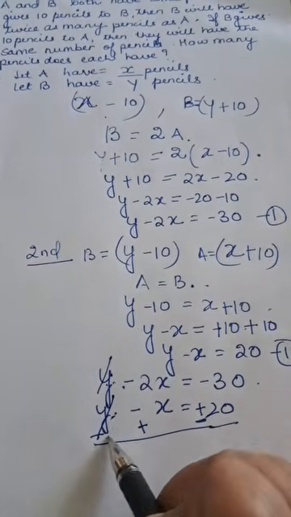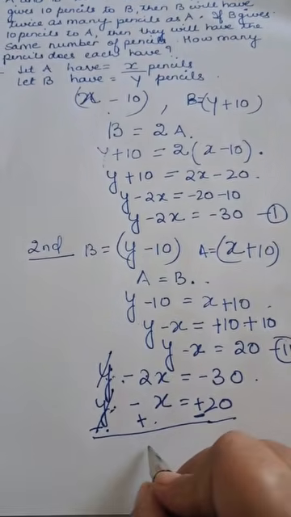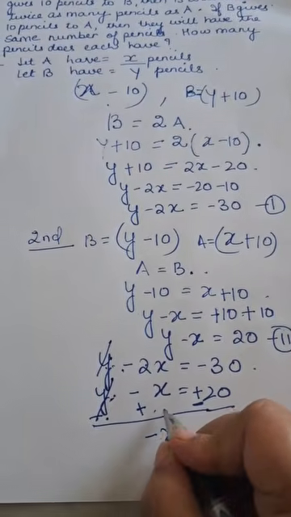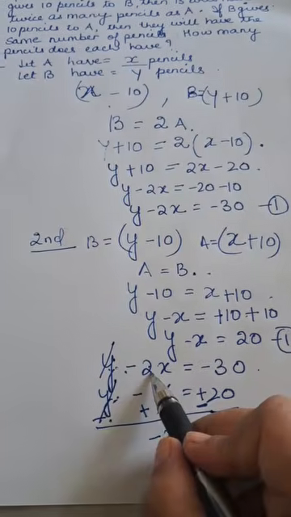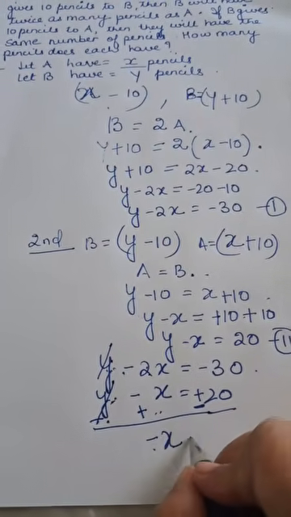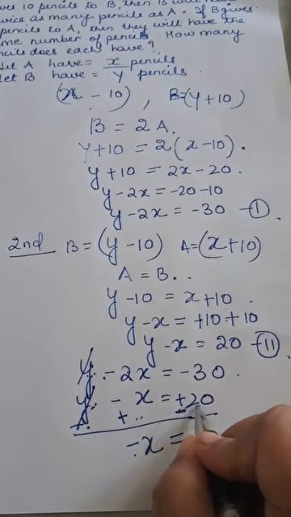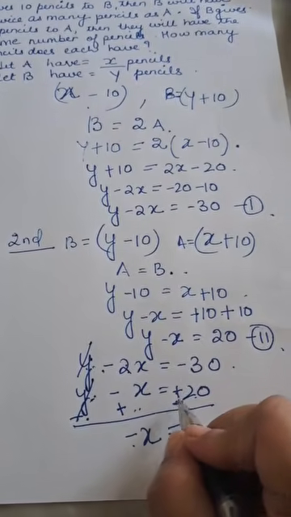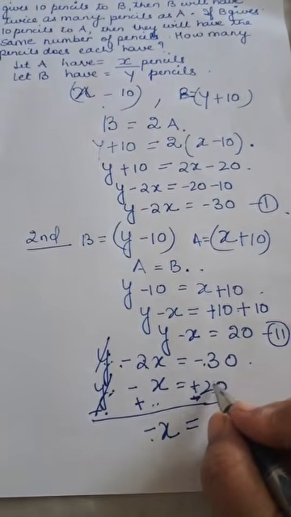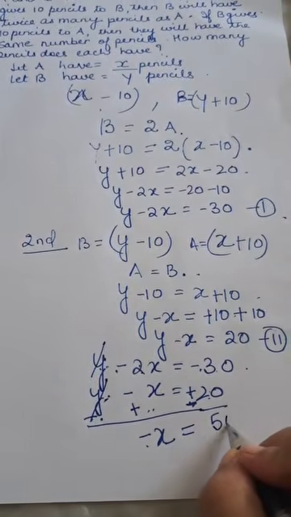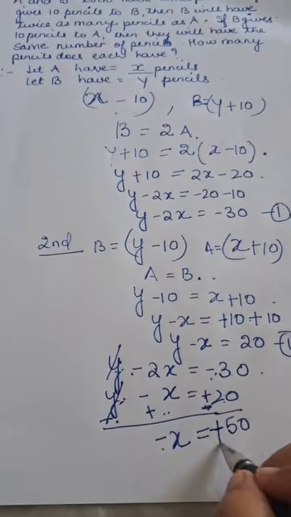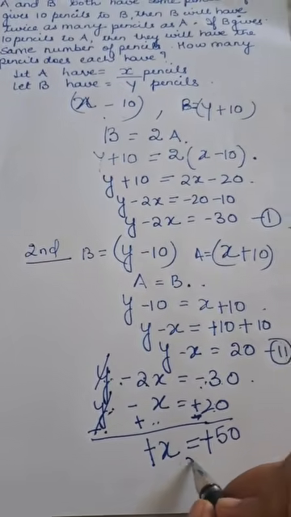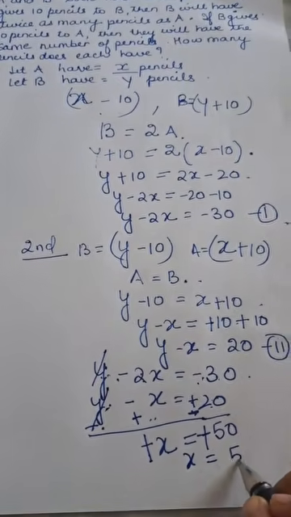Y minus y is 0. Minus 2x plus x becomes minus x, and x will have a minus sign because 2x is greater than x. In the same way, 20 is now not plus, it's minus. So minus 30 minus 20 is minus 50, with the minus sign because 30 is bigger. So we'll cancel the minus on both sides. So x has 50 pencils.